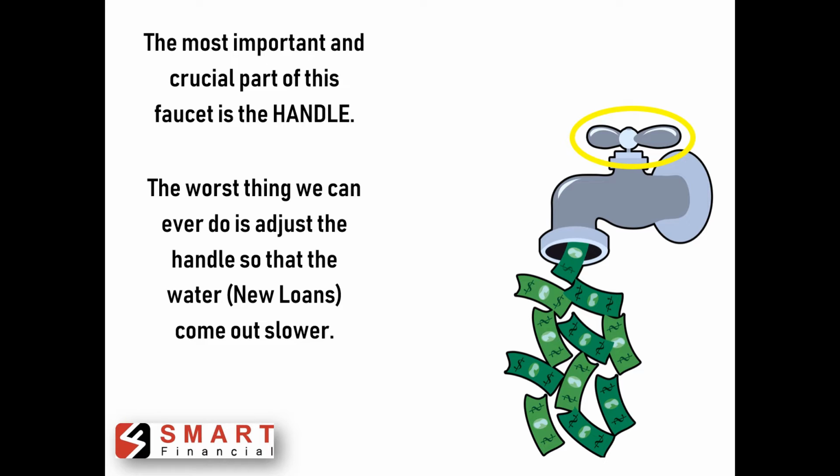So when we talk about loan growth and we talk about positive PLO delta, the most important and crucial part of this faucet is the handle. The worst thing we can ever do is adjust the handle so that the water, the new loans, come out slower.